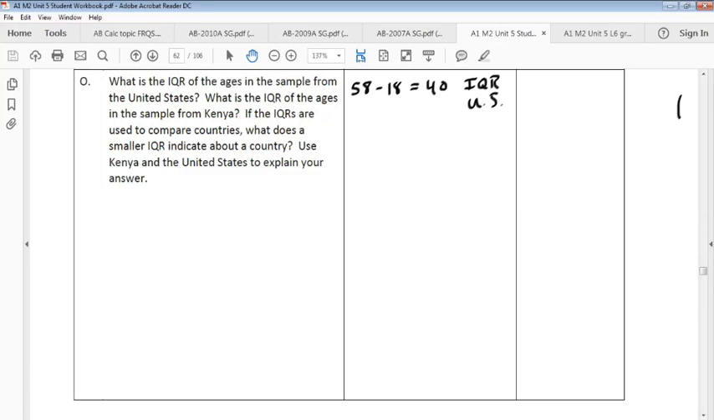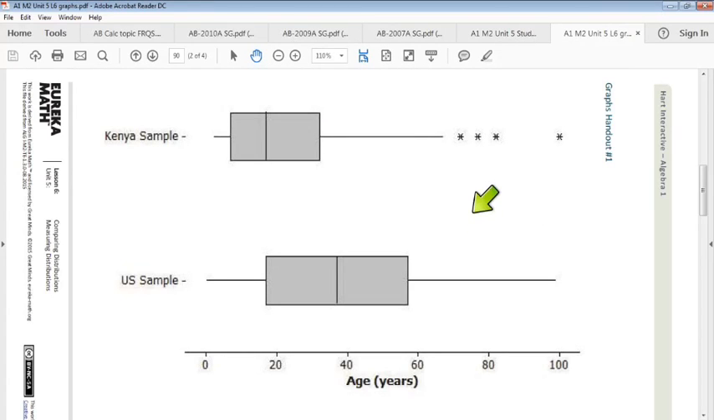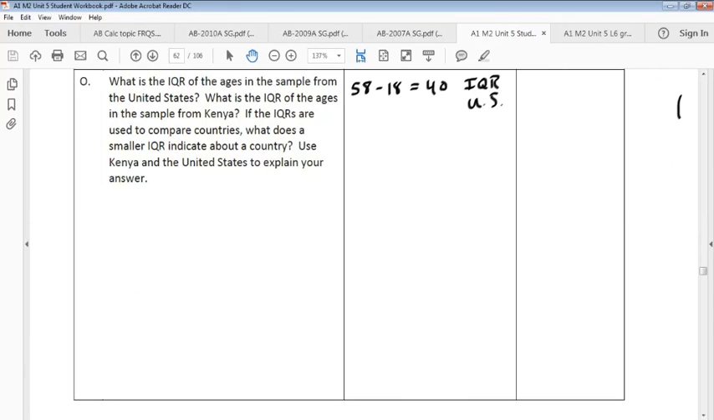Now let's look at Kenya. For Kenya, we're going to look at this one right here. That's the Q3, which is about, we'll say, 36. And this one right here, which is about 7. So 36 minus 7 gives us 31 years. And that's the IQR for Kenya. Got to remember to label our work.